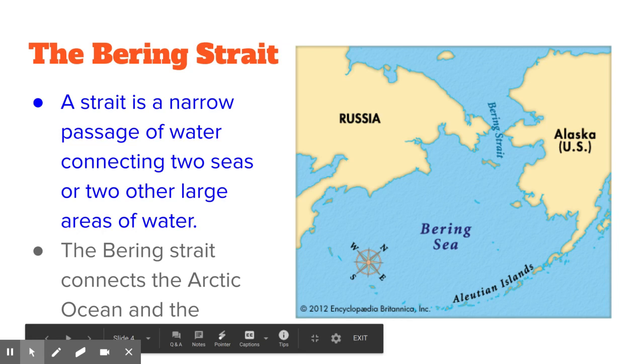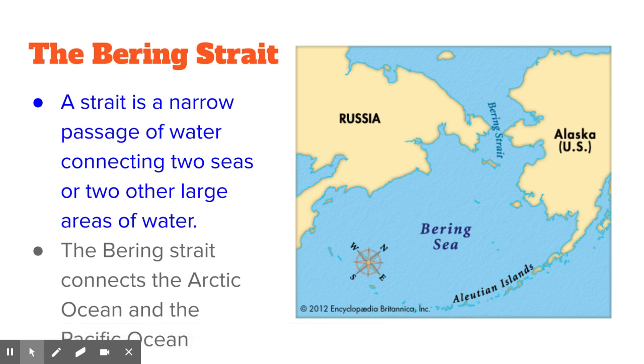Okay, so let's talk about where the Bering Land Bridge is. Today, there is not a land bridge there. There's a body of water there that is called the Bering Strait. So like I said before, we were going to talk about where Alaska is today. So here's Alaska, and this area in here is a very narrow body of water, the Bering Strait, that opens up to two larger bodies of water, one here and one here. And if you take a look over here, it says a strait is a narrow passage of water connecting two seas or two other large areas of water. So the Bering Strait connects the Arctic Ocean and the Pacific Ocean.